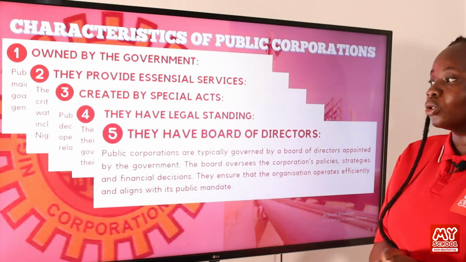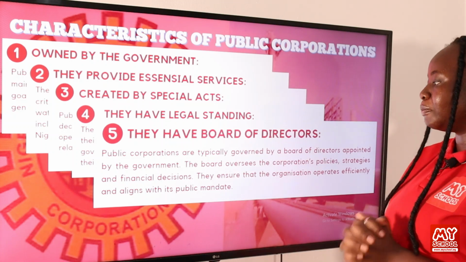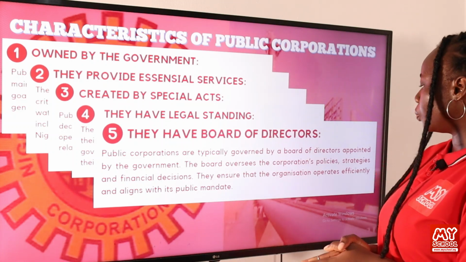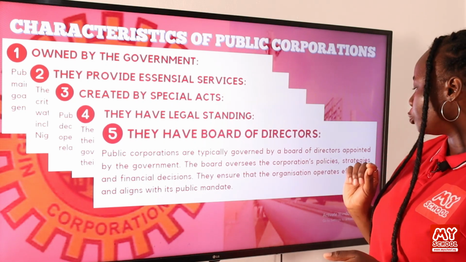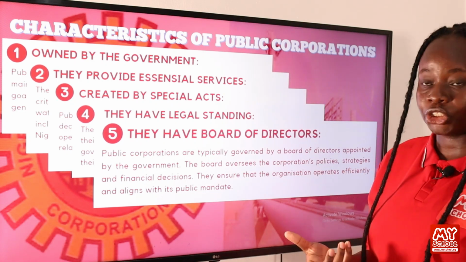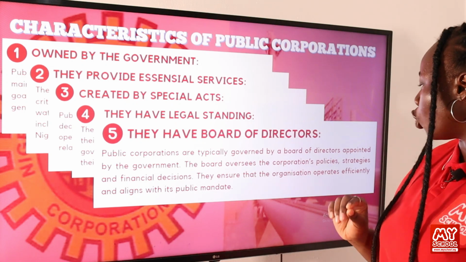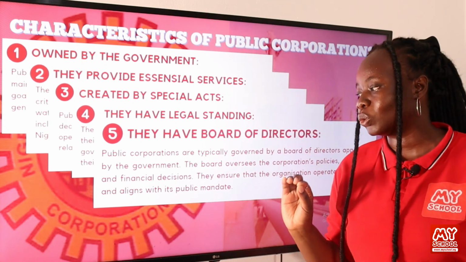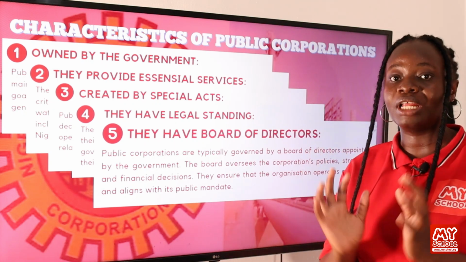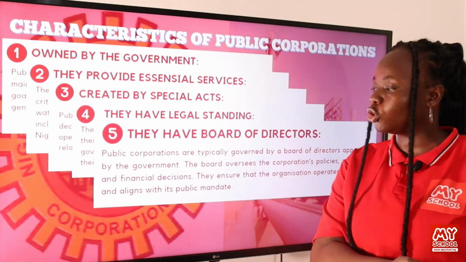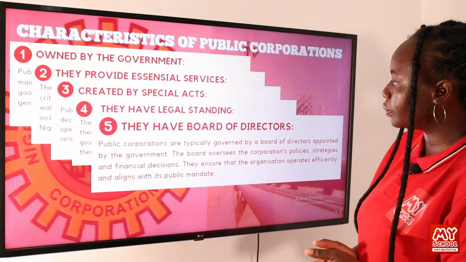They also have a board of directors. Public corporations are typically governed by a board of directors appointed by the government. The board oversees the corporation's policies, strategies, and financial decisions. They ensure that the organization operates efficiently and aligns with its public mandates. So they have a board of directors that make executive decisions for the corporation. Let's move on to another one.